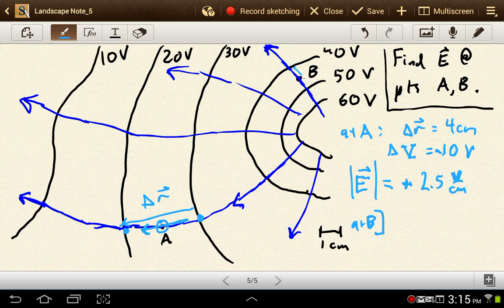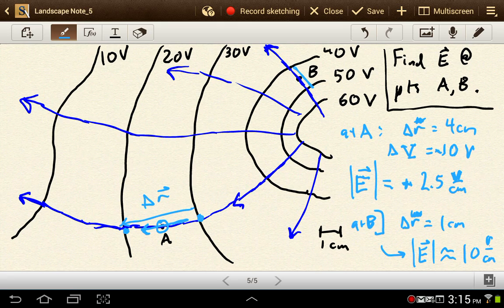And then at point B, I'm just going to say 1 centimeter, okay? So the magnitude of delta R is 1 centimeter. So then your electric field magnitude at B is going to be roughly 10 volts per centimeter.